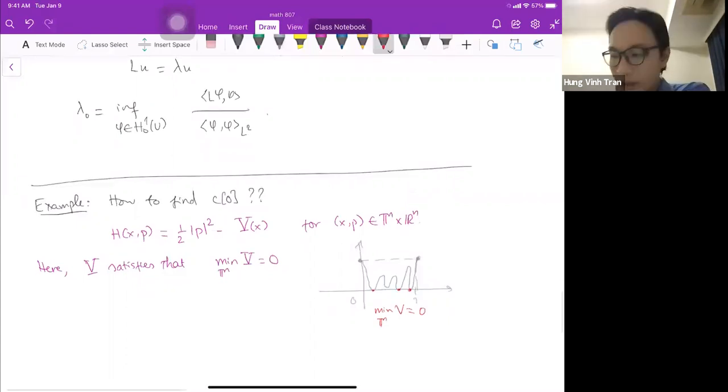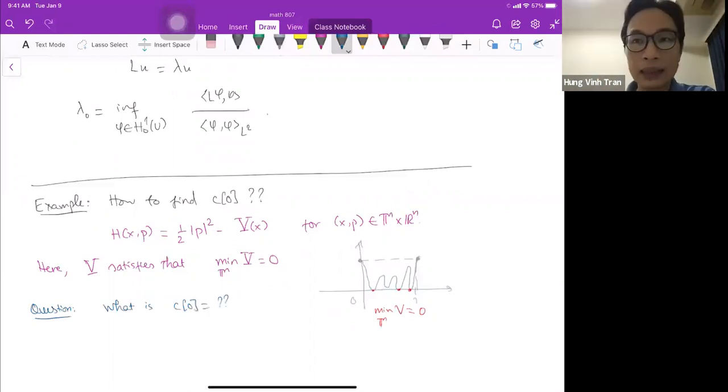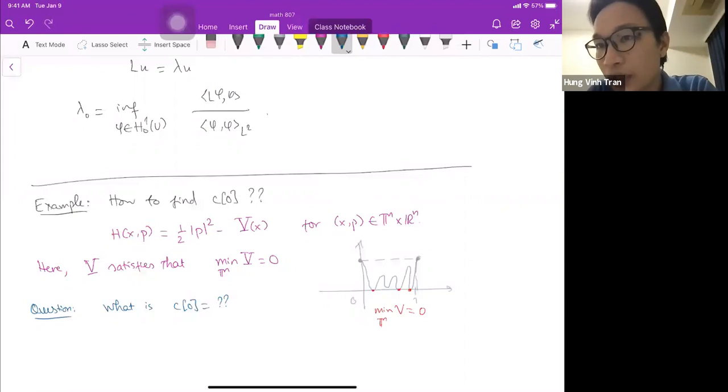Okay, so the question now is: what is the constant C naught? I mean, what's its value, and can we compute it? My general answer is that in principle it's quite hard to compute the value of C naught, but in certain cases we can do it.